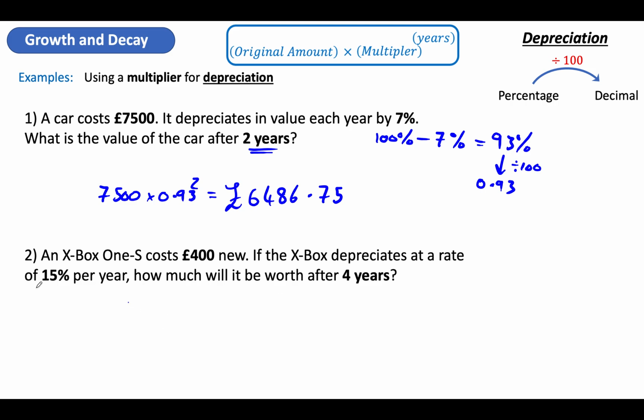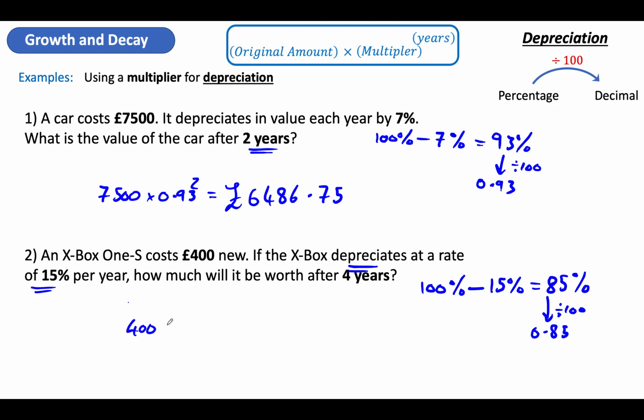Okay, we're reducing by 15% because it's depreciating. So let's work out the multiplier. 100, we're reducing by 15%. And when I've done that, I will be left with 85%. 100 take away 15 is 85. Turn it into a decimal. Divide by 100. 0.85.